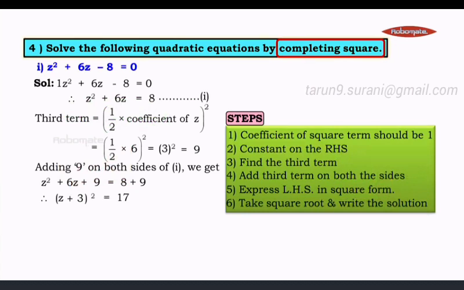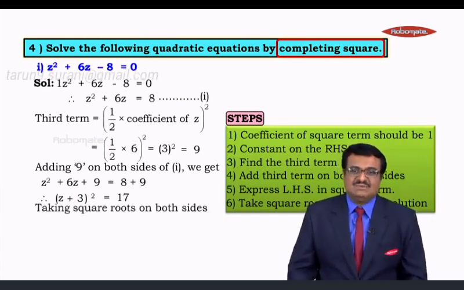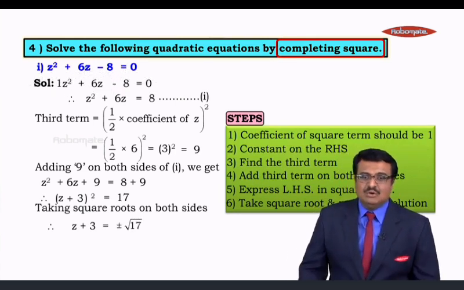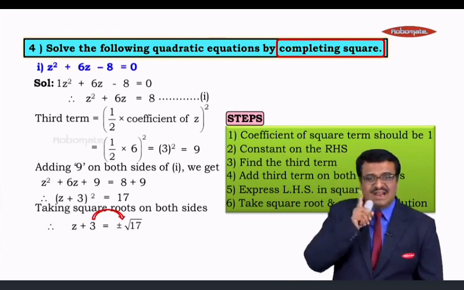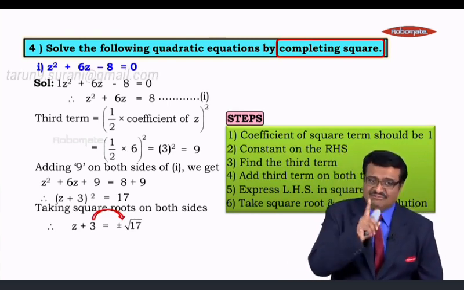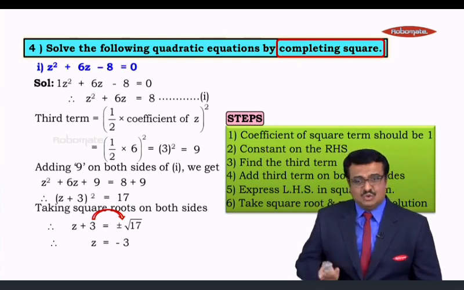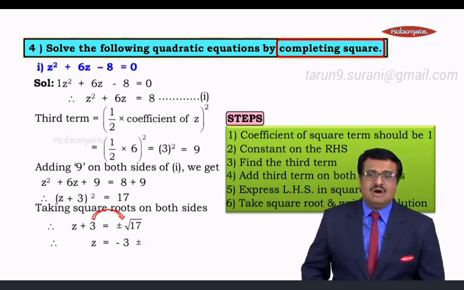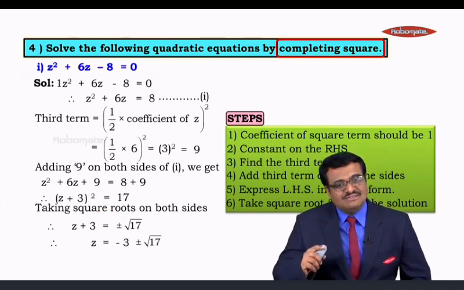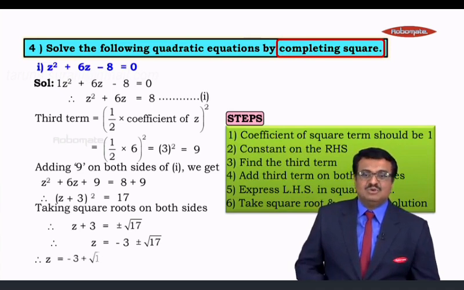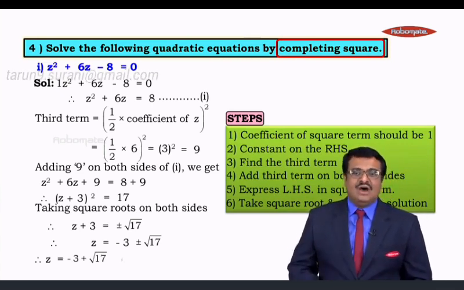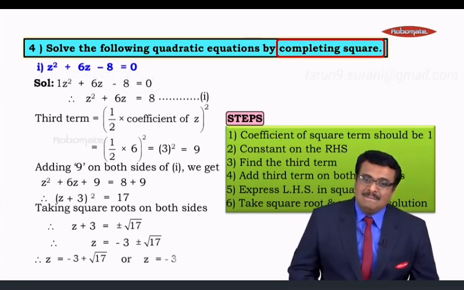Now, take the square root and write the solution. We want to find z. Solve means we want to get the value of z, and z is inside the square. To bring it out, we take square roots on both sides. So when we take square roots on both the sides, we get z plus 3 is equal to plus or minus root of 17. Send this 3 to the right side, and whatever goes from the left to the right will be written first. So we get z is equal to minus 3 plus or minus root 17. One value of z will be with the plus sign, the other value of z will be with the minus sign. So z is equal to minus 3 plus root 17, or z is equal to minus 3 minus root 17.